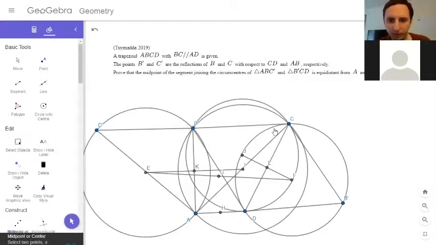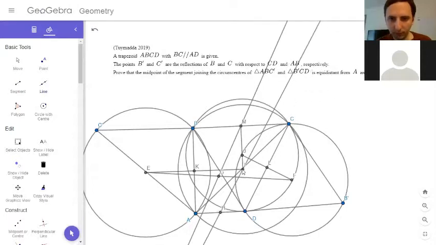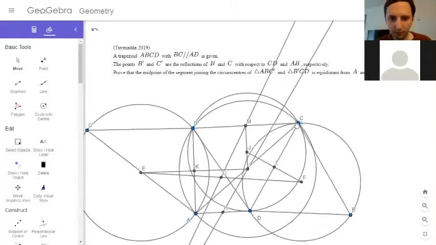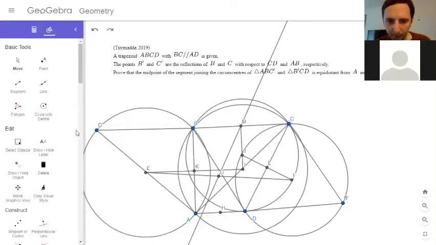So let me draw the midpoint of BC. So J, I, and M are collinear. And then we reflect I across AB and J across BC. So is MIGH a parallelogram? I don't think so. It's almost one, but not quite. But maybe.